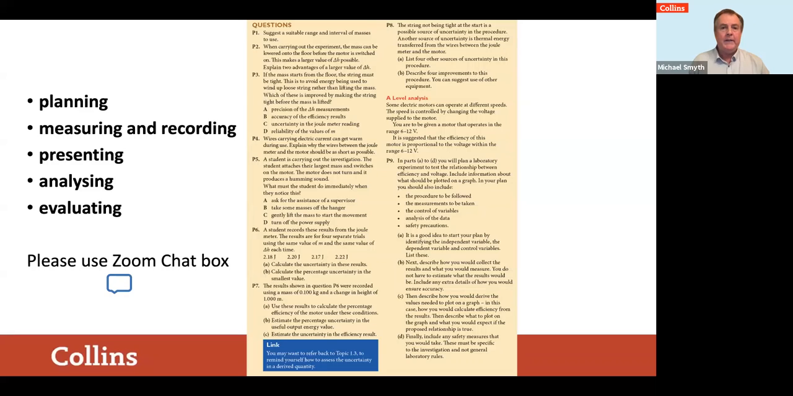So the question we're asking here effectively is, like for P1, for example, suggest a suitable range and interval of masses to use. Which of the 5 skill areas is that? So we've got a few people saying the text is quite small. Yes, and we're sorry about that. It was quite difficult to include all of the questions onto one slide.